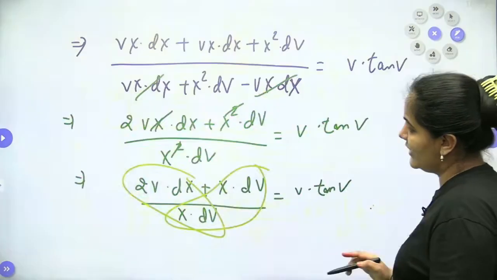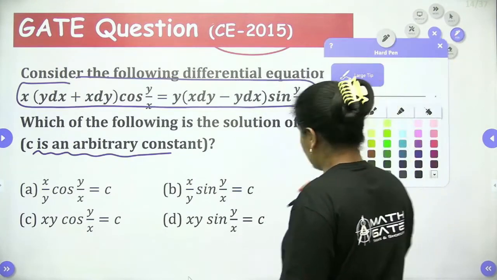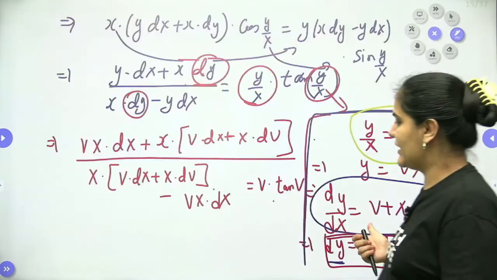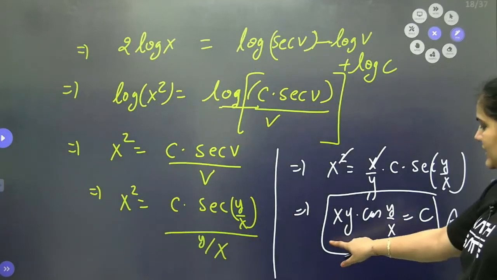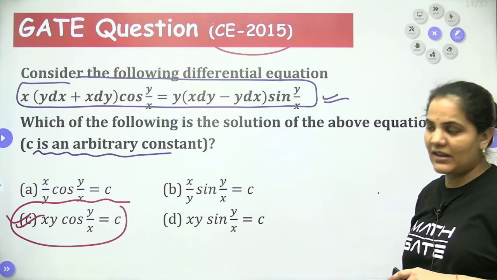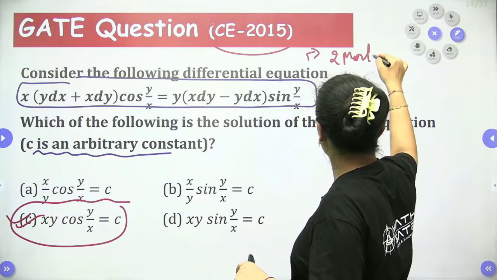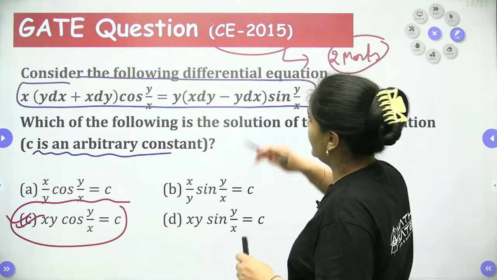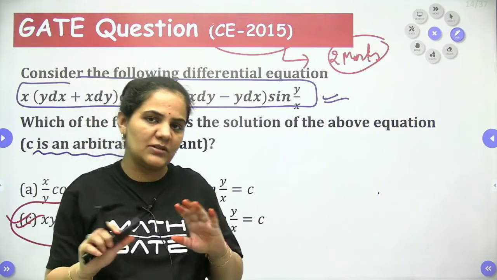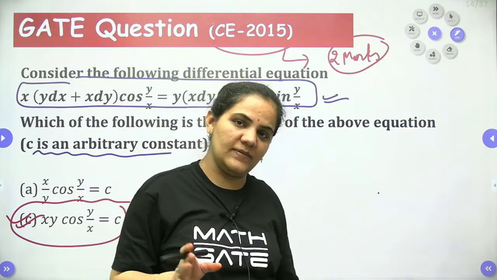Do we have options? Yes, we do have options. So here you can see option number C will be your answer, because this is the form you are getting from there only: xy cos of y by x is equal to c, right? So this is a good question. Actually this question has been asked for 2 marks, so that's why it's a lengthy question to approach, but definitely it's a good question. You can easily approach these types of questions just by common sense, okay? So although it's a lengthy question, definitely it's a good question, okay guys?